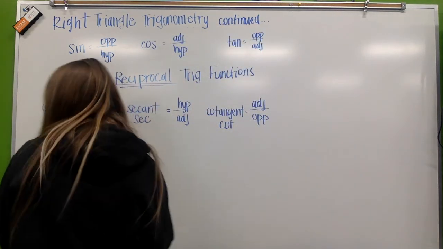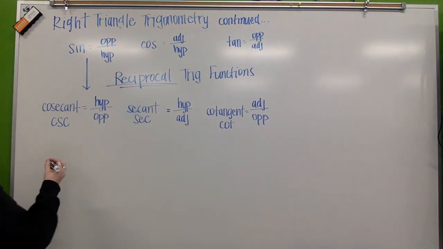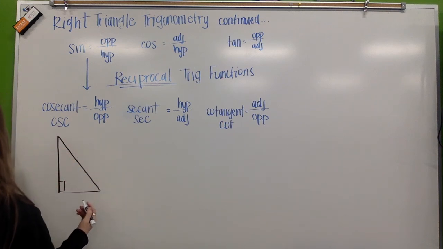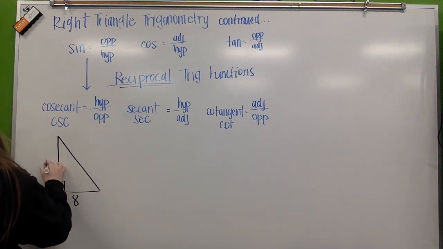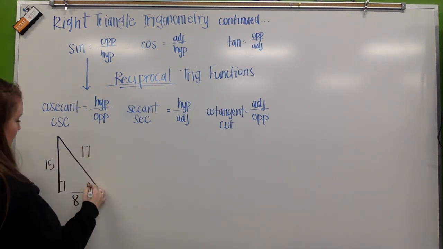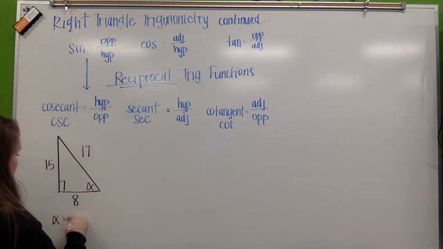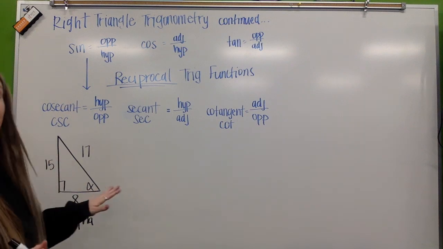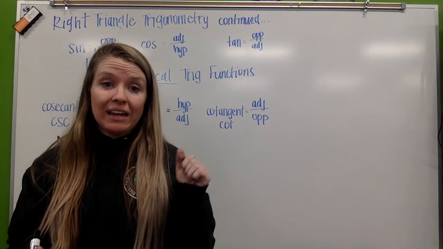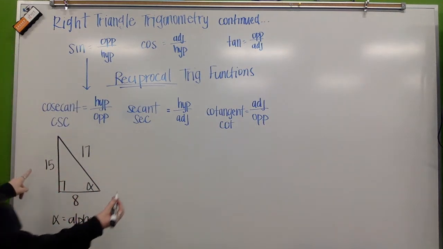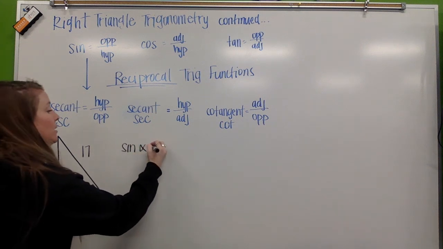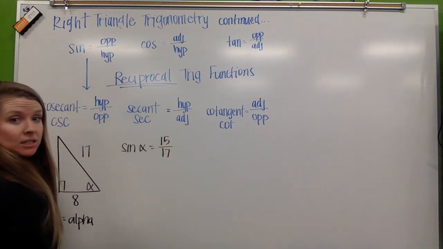Okay, so let's look at an example here. Not drawn to scale, so don't judge me. Let's say this is 8, 15, and 17, and I'm going to call my angle here alpha. It's not the most accurate or pretty alpha, but it is what it is. Okay, so I have my triangle, and now instead of just finding 3 trig ratios, I'm going to find 6 trig ratios. I'll start out by finding the sine of alpha. Sine of alpha is opposite over hypotenuse, so that's going to be 15 over 17.